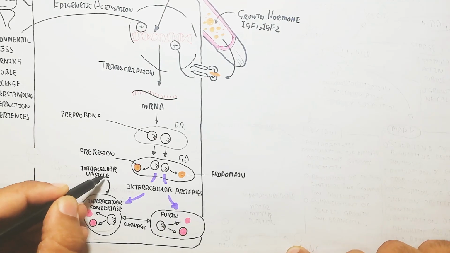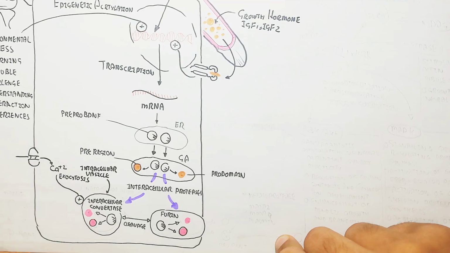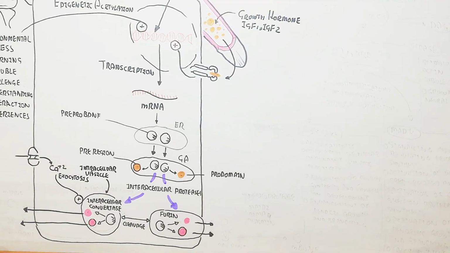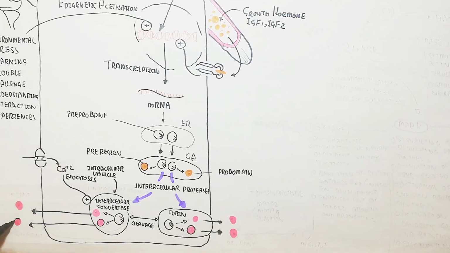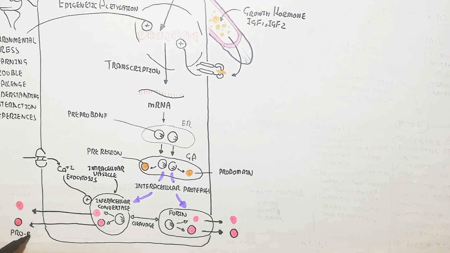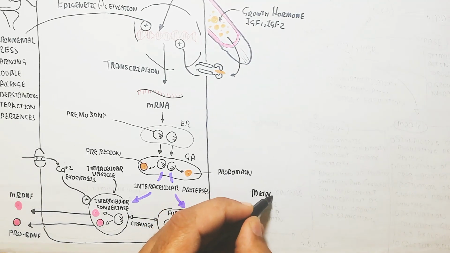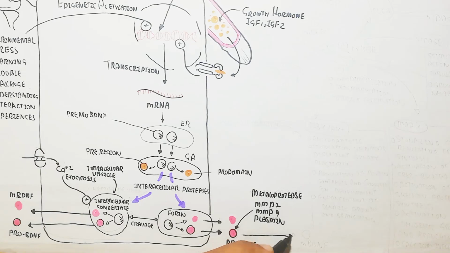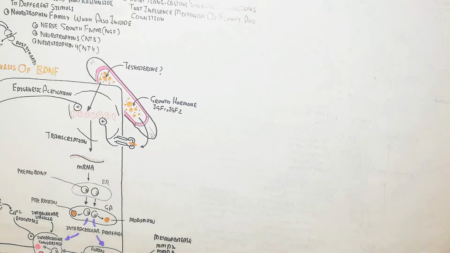Whenever the need occurs, calcium influx will lead to exocytosis of the mature brain-derived neurotrophic factor, and also of the pro-brain-derived neurotrophic factor. Both are involved in the signaling pathway for synaptogenesis, growth of the neuron, and protection of the neuron in the brain. Metalloprotease enzymes are used to convert pro-BDNF to mature BDNF in the extracellular matrix. This can be MMP2, MMP9, and plasmin.